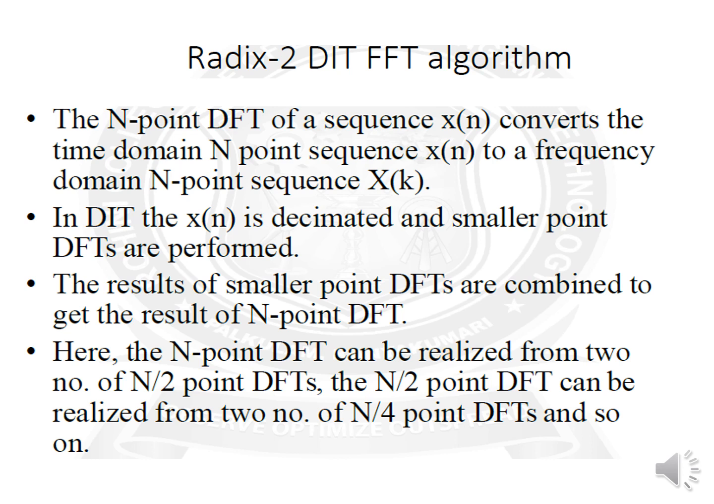And next we can see what is meant by radix 2 DIT FFT algorithm. In the case of radix 2 DIT FFT algorithm, it has N point DFT of a sequence x of n, which converts the time domain N point sequence x of n to a frequency domain N point sequence X of k. And in the case of DIT, the x of n is decimated and smaller point DFTs are performed, and the results of smaller point DFTs are combined to get the result of N point DFT. Here, the N point DFT can be realized from two N by 2 point DFTs. The N by 2 point DFTs can be realized from two N by 4 point DFTs, and so on.